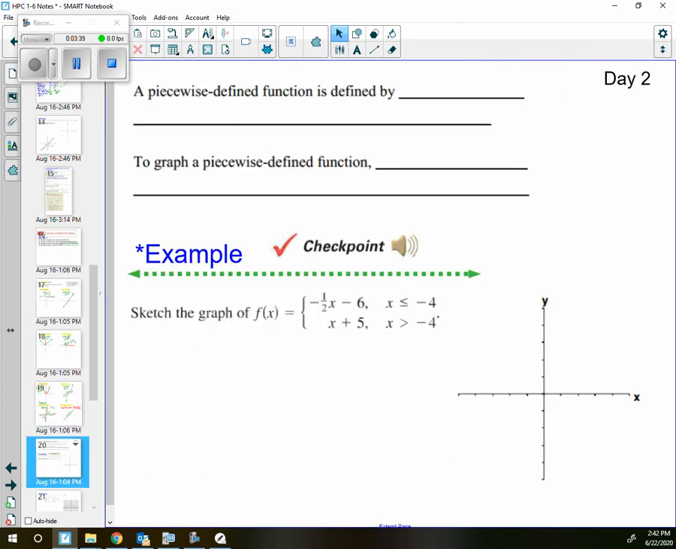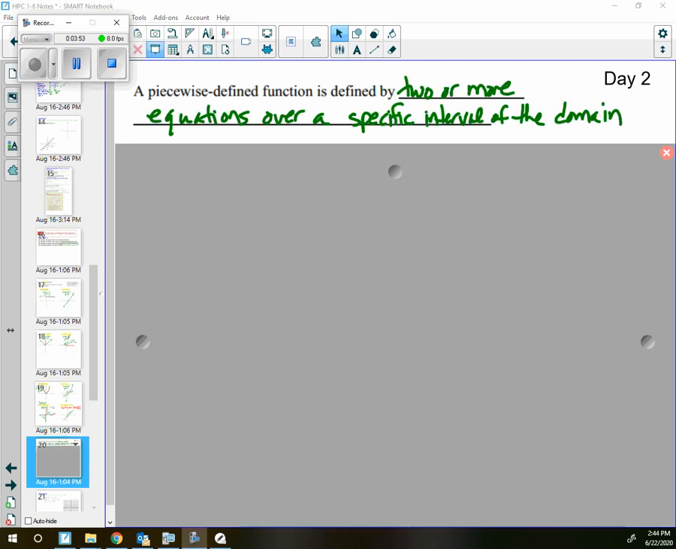All right, so let's talk about our last new type here for day two. So we're going to talk about a piecewise function, what that means, and how we can use that to describe real world situations. All right, so a piecewise function is defined to be two or more equations over a specific interval of the domain.